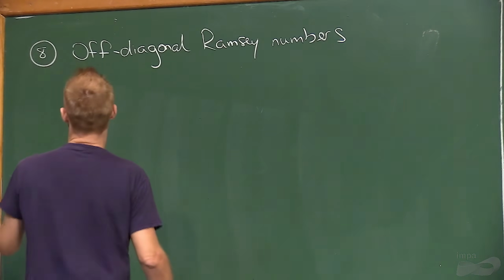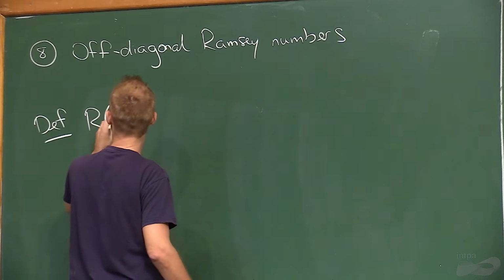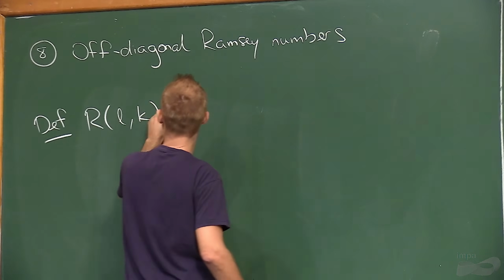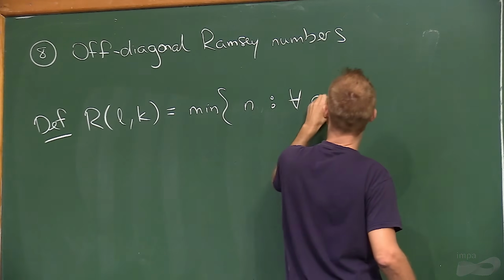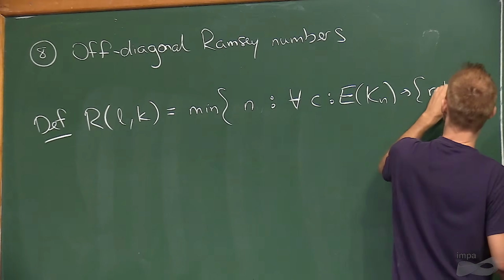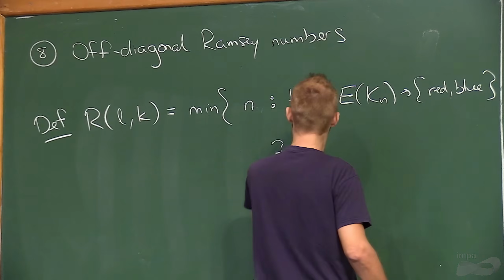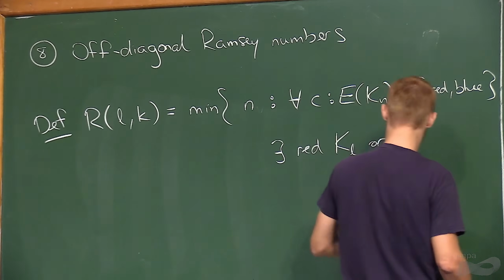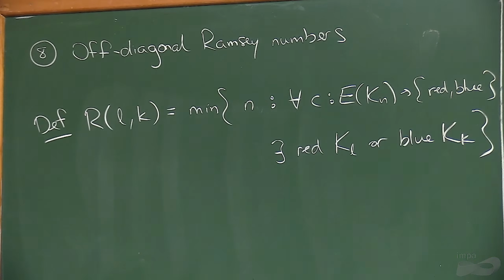In general, or in more generality, we can define R(l, k) to be the minimum n such that every coloring of the edges of the complete graph in red and blue has a red K_l or a blue K_k. Right? So if l equals k, it's the same thing we saw yesterday.